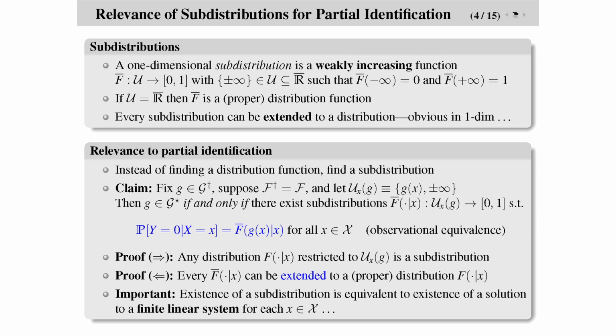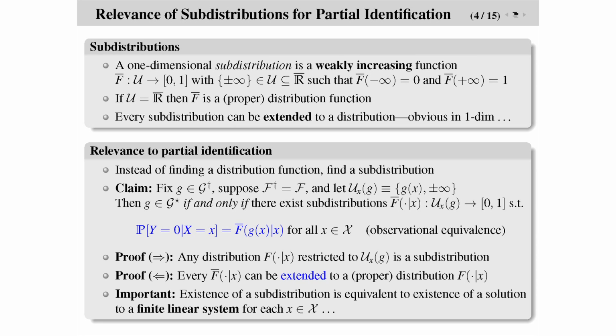Okay? So I'm going to define a set script U sub x of G, which is going to have 3 points in it right now. It's going to have G of x, remember G is fixed, and it's going to have positive and negative infinity. Okay, and then the claim is really simple. It's that G is in the identified set if and only if there exist subdistributions defined on this script U set for which the observational equivalence condition holds when we replace f by f bar. Okay? Why is that true? It's like a two-line obvious proof. One direction is super obvious.